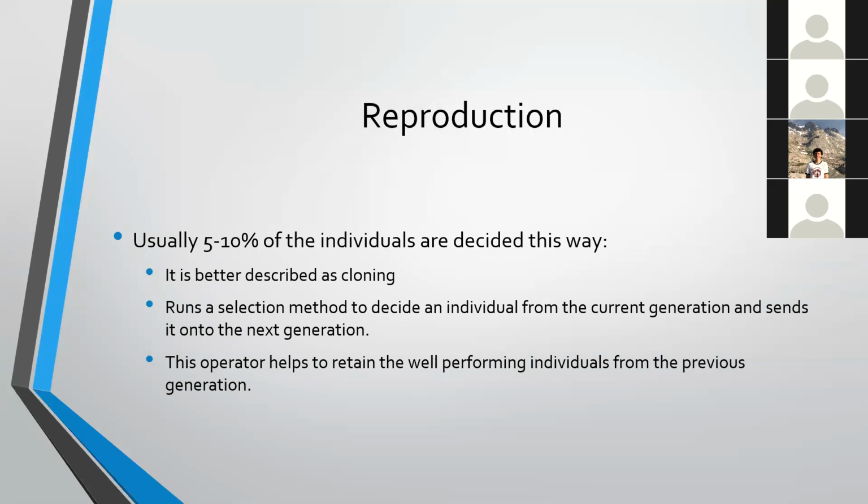So reproduction is usually the first function that will get called. A lot of the time it's better referred to as cloning. The reason it's called reproduction is that it's just the lingo that was arbitrarily come up with at some point, and so it stuck, as far as I can tell. A lot of times I wish it was just called cloning, because that's really what it's doing. Really, what's going on is that in some generation, between 5 to 10% of the individuals that are getting put into the next generation are done by this method.